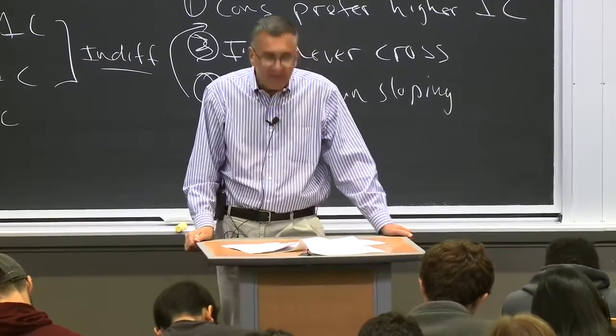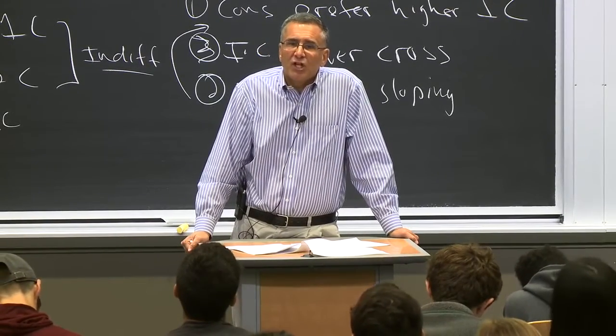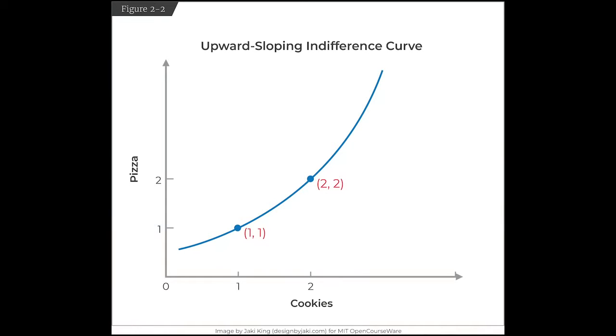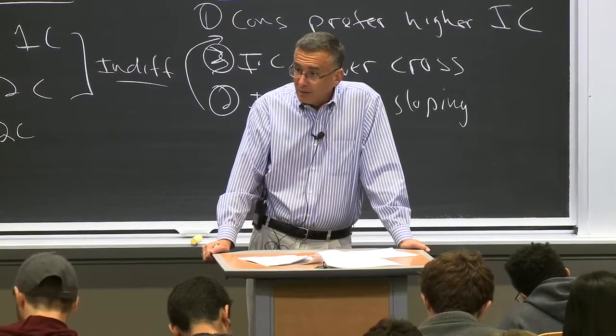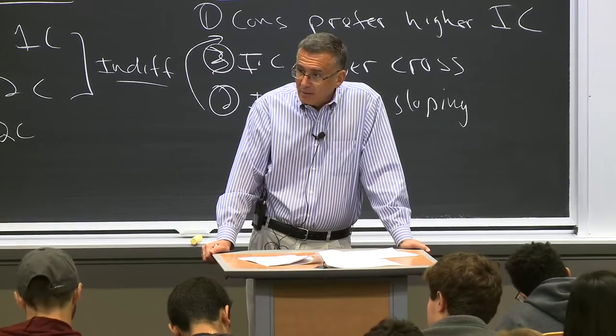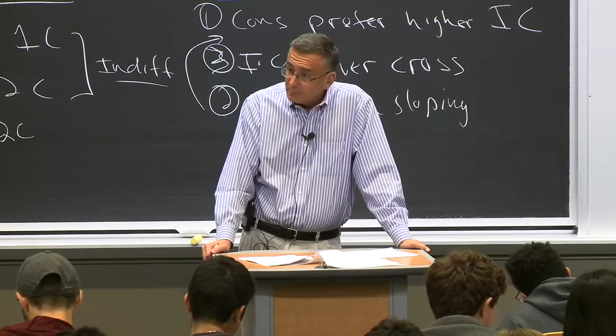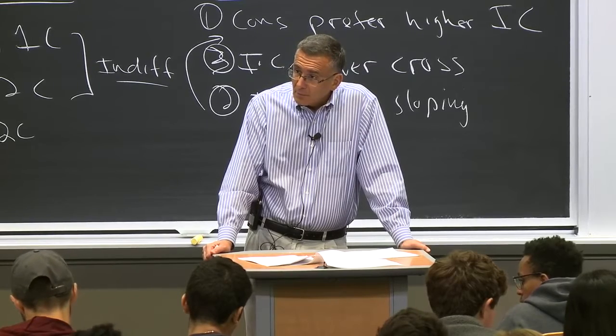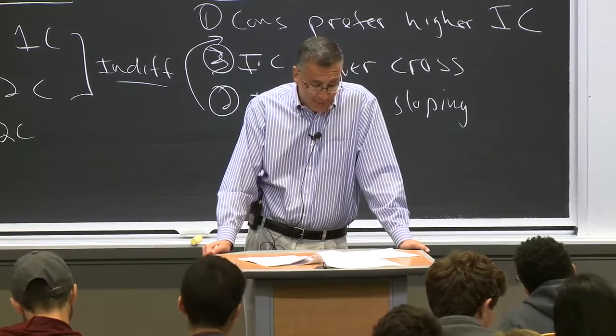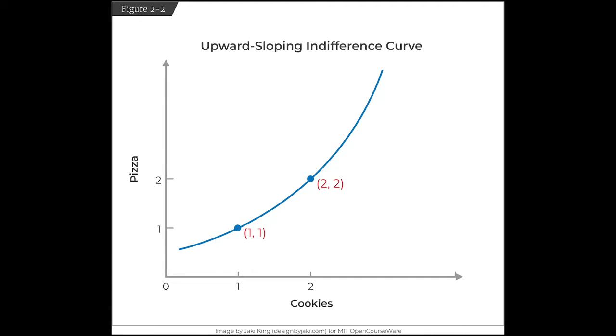Okay? That simply comes from the principle of non-satiation. So look at figure 2.2. Here's an upward sloping indifference curve. Why does that violate the principle of non-satiation? Well, either you're somehow less happy if you have more cookies, or you're less happy if you have more pizza. That violates non-satiation. Exactly. On this curve, you're indifferent between one of each and two of each. You can't be indifferent. Two of each has got to be better than one of each. So an upward sloping indifference curve would violate non-satiation.